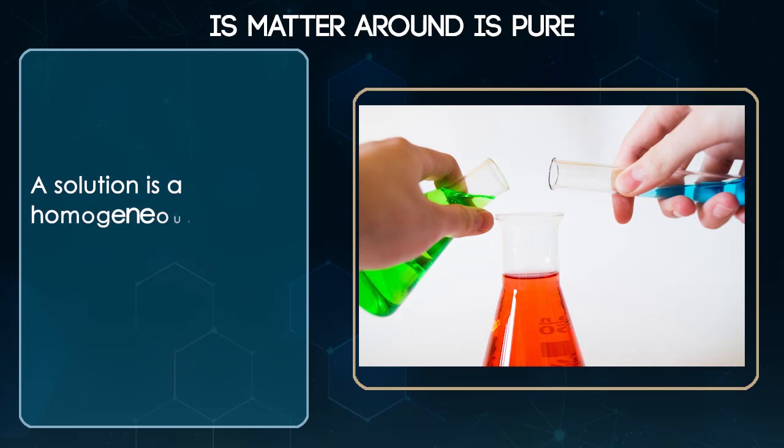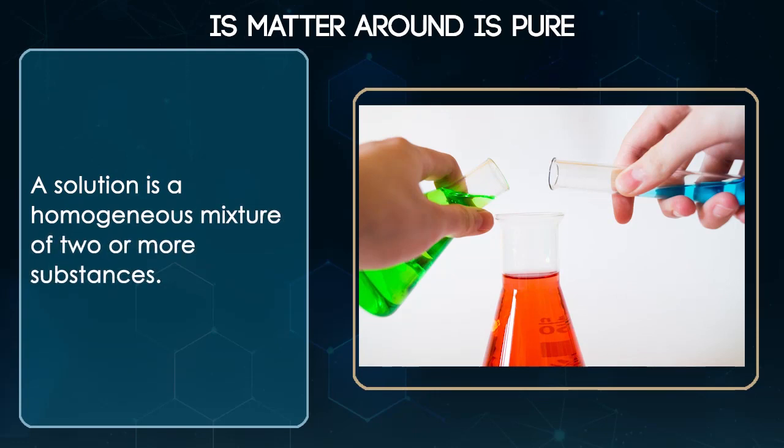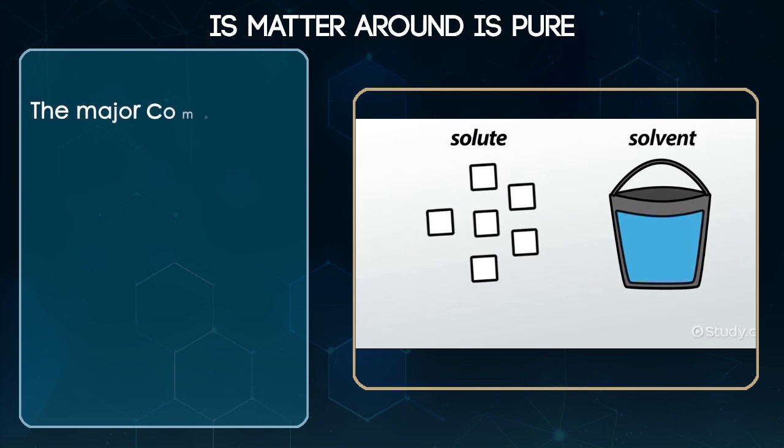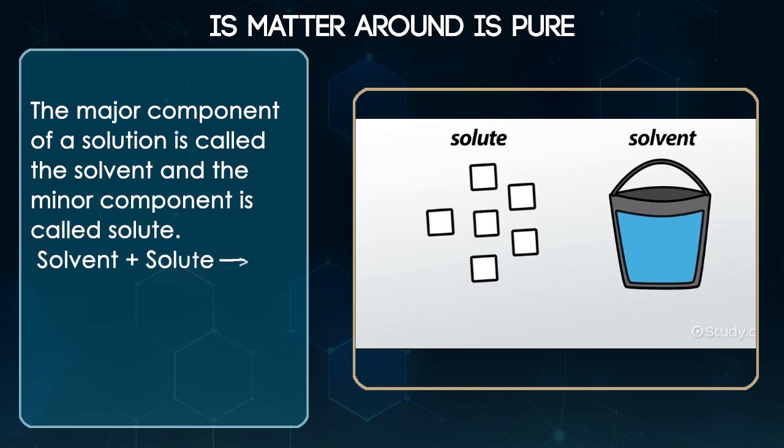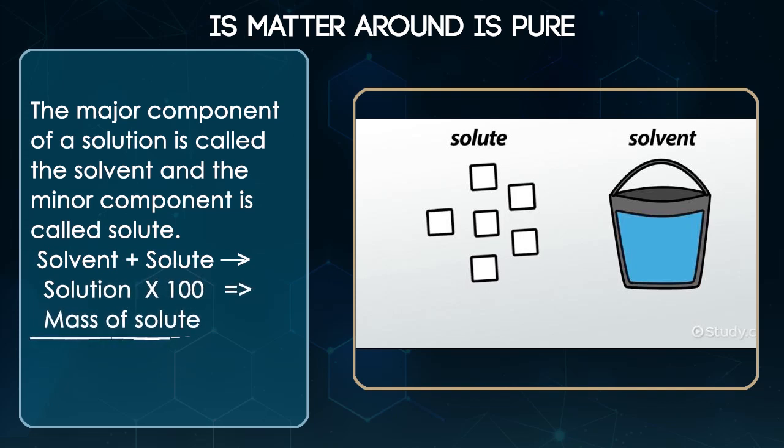A solution is a homogeneous mixture of two or more substances. The major component of a solution is called the solvent and the minor component is called the solute. Therefore, solvent plus solute gives solution. Mass percentage equals mass of solute by mass of solution into 100.